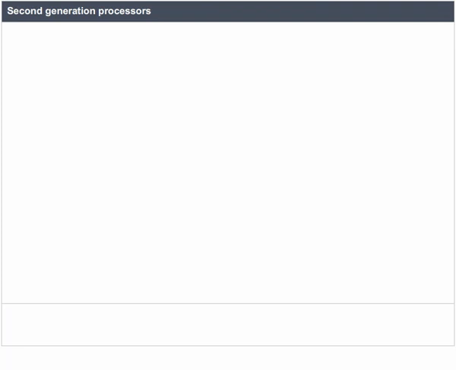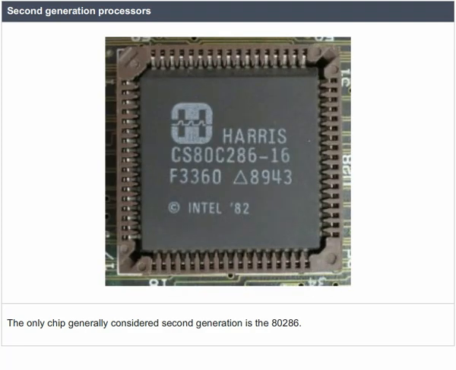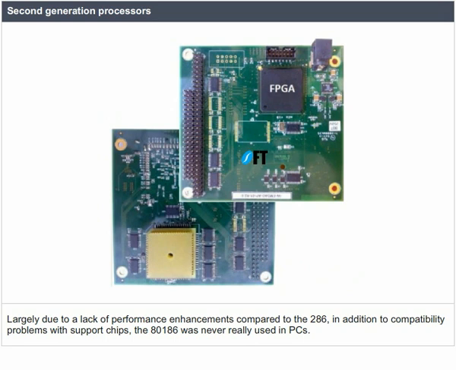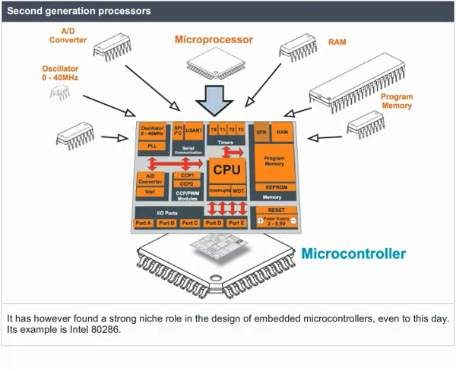Second-generation processors. The only chip generally considered second generation is the 80286. Intel also made a chip between the 8088 and the 80286 called the 80186. Largely due to a lack of performance enhancements compared to the 286, in addition to compatibility problems with support chips, the 80186 was never really used in PCs. It has, however, found a strong niche role in the design of embedded microcontrollers. Even to this day, its example is Intel 80286.